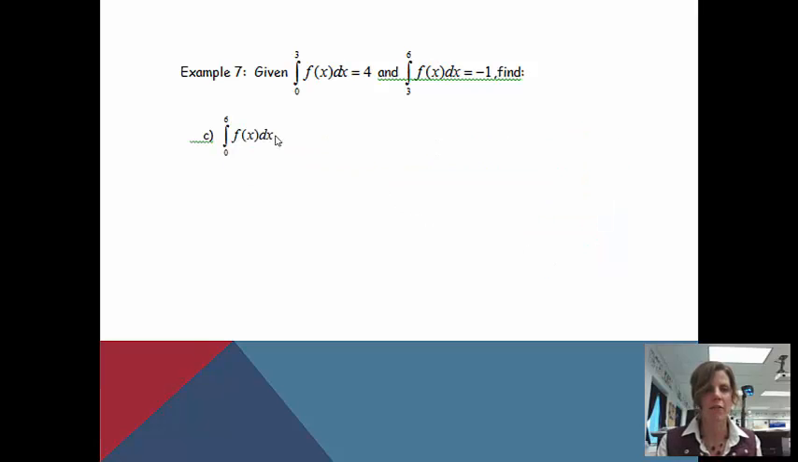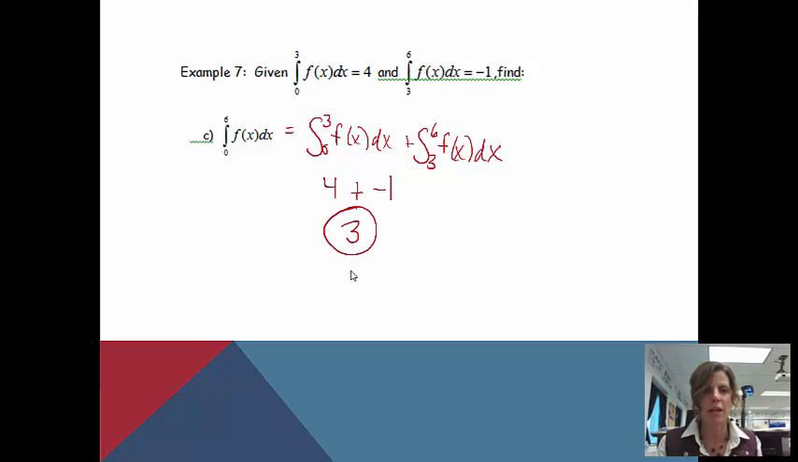And then the next example: if I would like to find the integral from 0 to 6, I notice that I know from 0 to 3 and 3 to 6, so this will actually equal the integral from 0 to 3 plus the integral from 3 to 6. And I notice that the integral from 0 to 3 is 4. The integral from 3 to 6 is -1, so 4 plus -1 is 3.